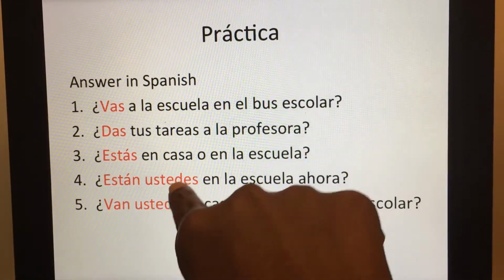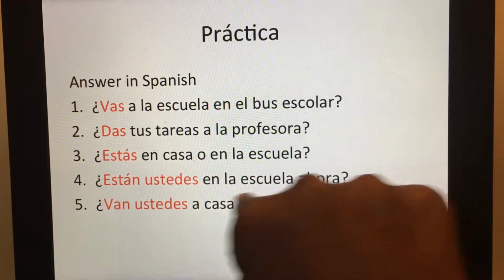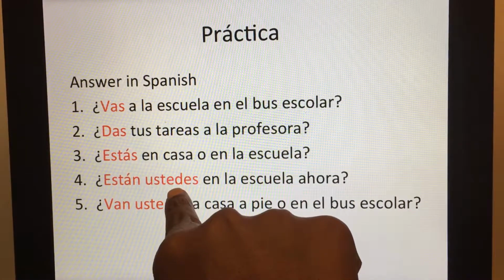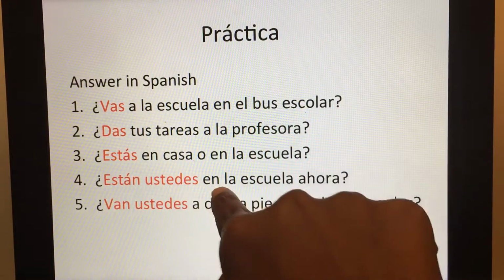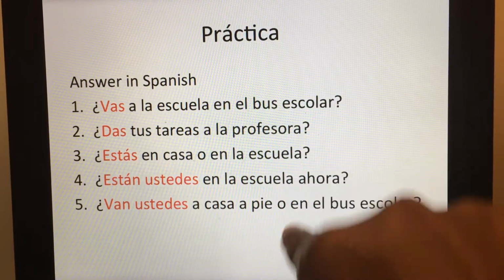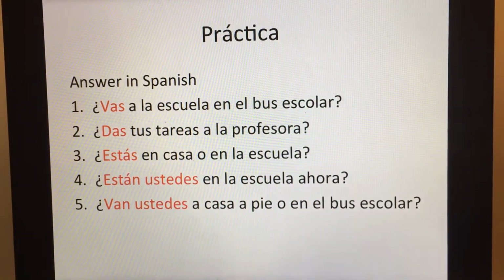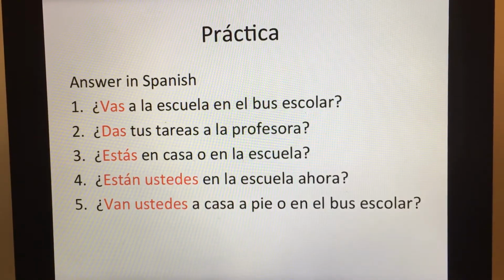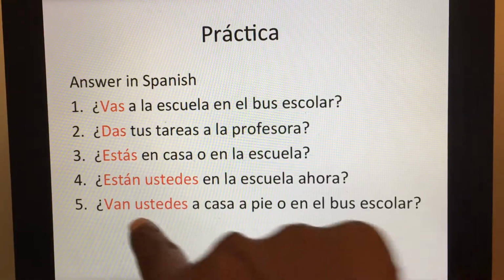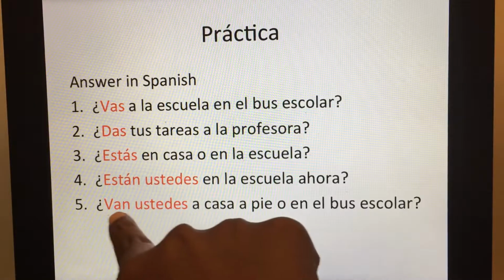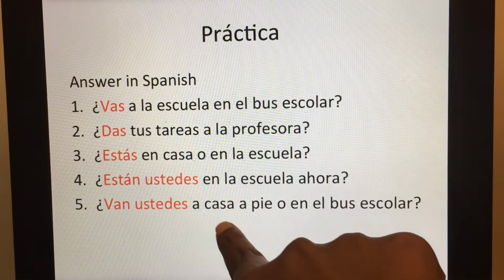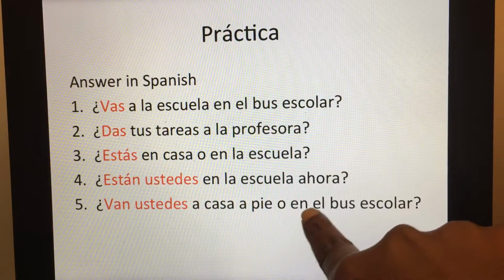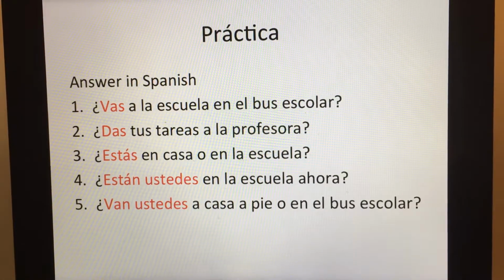¿Están ustedes en la escuela ahora? Are you all in school now? I'm talking to you all. So when you respond to the question, which form of this verb are you going to change it to? Correct. You should be using the nosotros form. And it's the same for el número 5. ¿Van ustedes a casa a pie o en el bus escolar? You may take this time now to pause the video to practice.